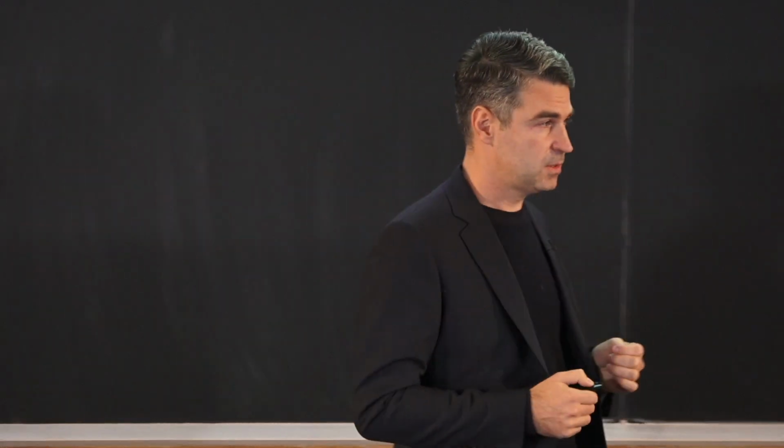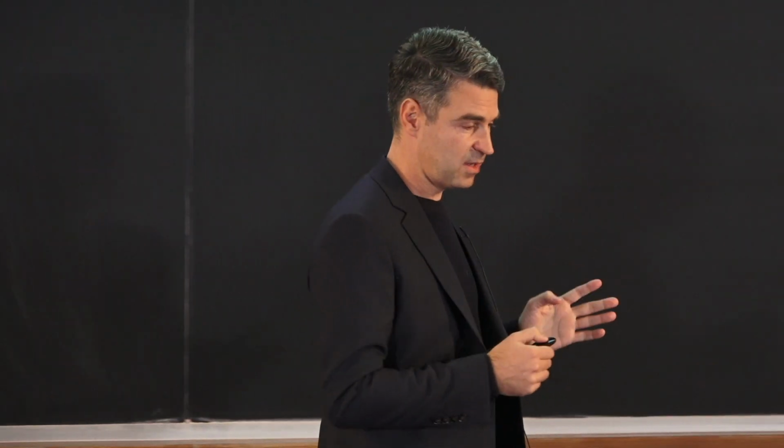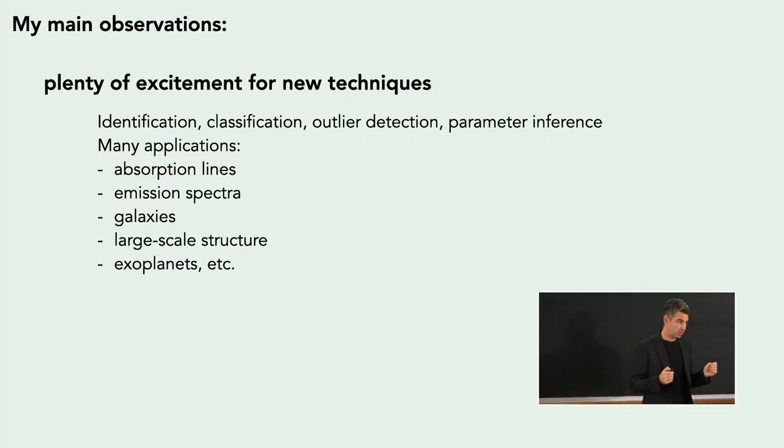So it's been an interesting week with plenty of excitements, lots of talks from young people, and we heard about all sorts of use of neural networks, how to use them for identification, classification, outlier detections, and so on. And I saw neural networks being thrown at lots of different kinds of problems. Absorption lines, galaxy spectra, galaxy morphology, large-scale structure, and so on and so on.